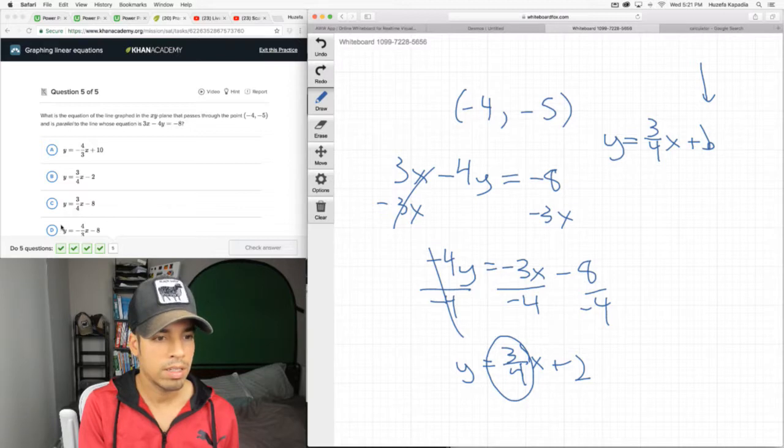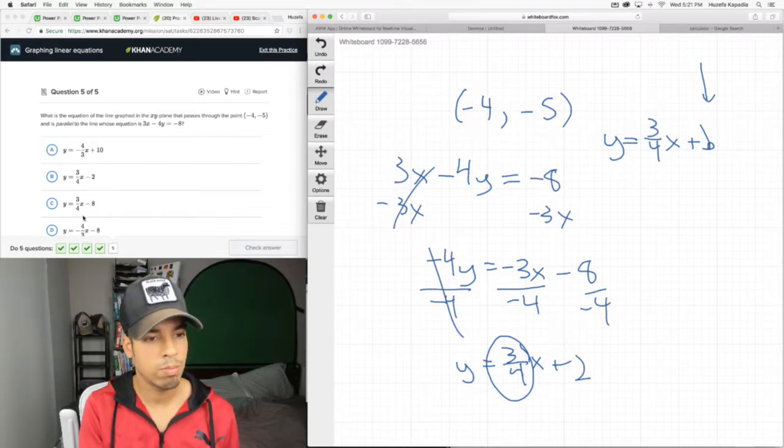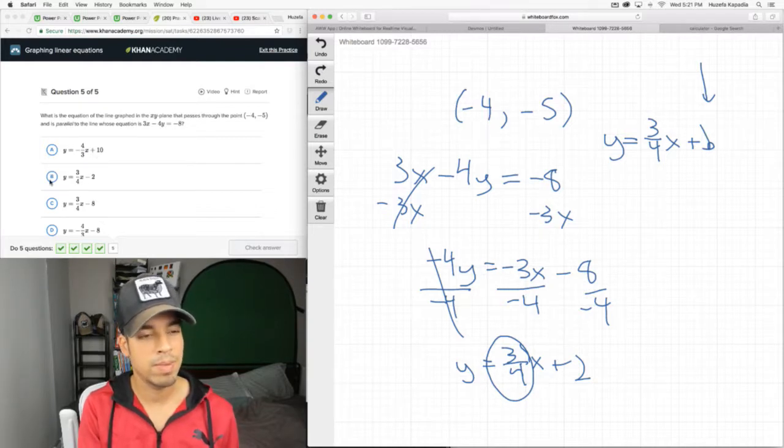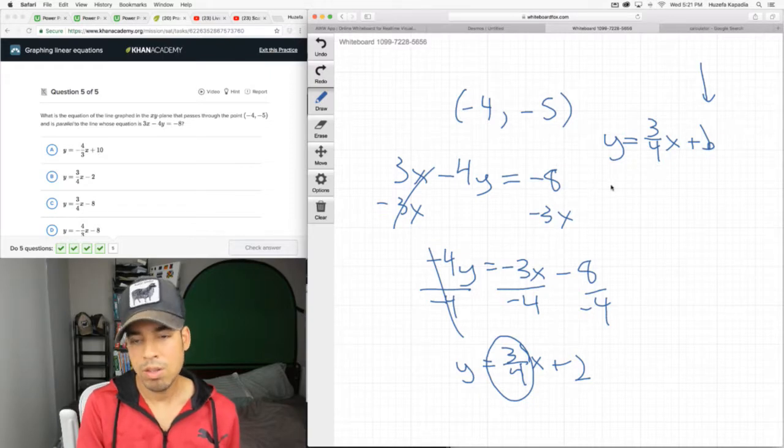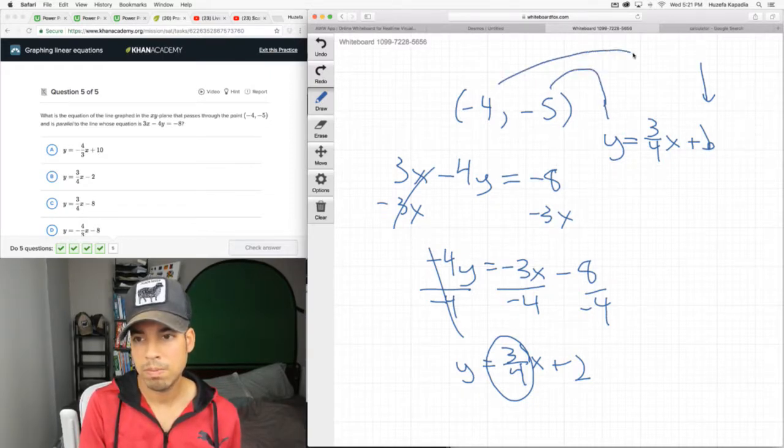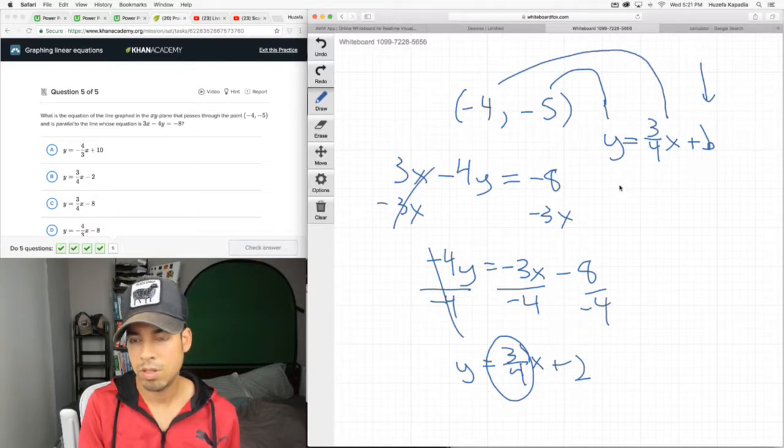And we can already eliminate D and A, right? Because D and A, those aren't the same slope. Those are actually the slope of D and A are perpendicular lines. We're talking about parallel lines. So we eliminated it down to B or C. But now the way we can do this is we can just plug in these values here and here, and we can solve for the y-intercept.